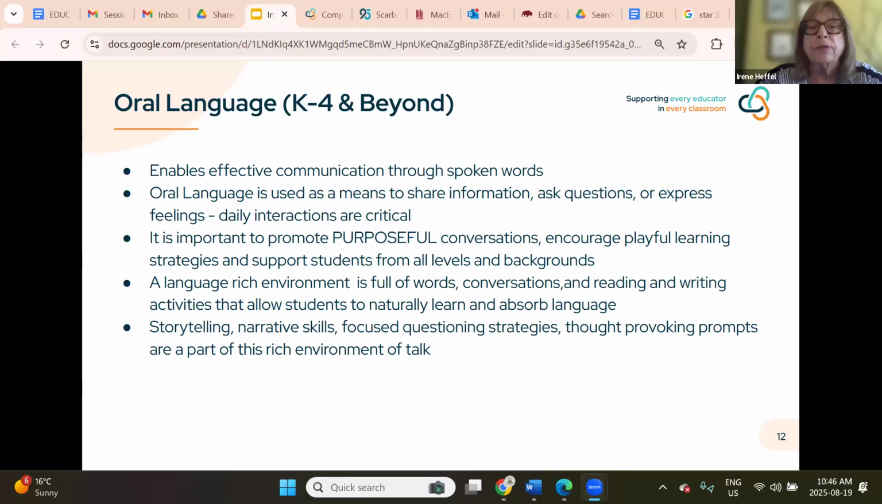A language-rich environment is full of words, conversations, reading and writing activities that allow our students to naturally learn and absorb language. And so teaching kids about storytelling, giving them narrative skills, focused questioning strategies, which really implies that the teacher needs to have a bank of questions that go beyond very literal questioning, and passing that on to students using thought-provoking prompts. Those are all part of the rich environment of talk.